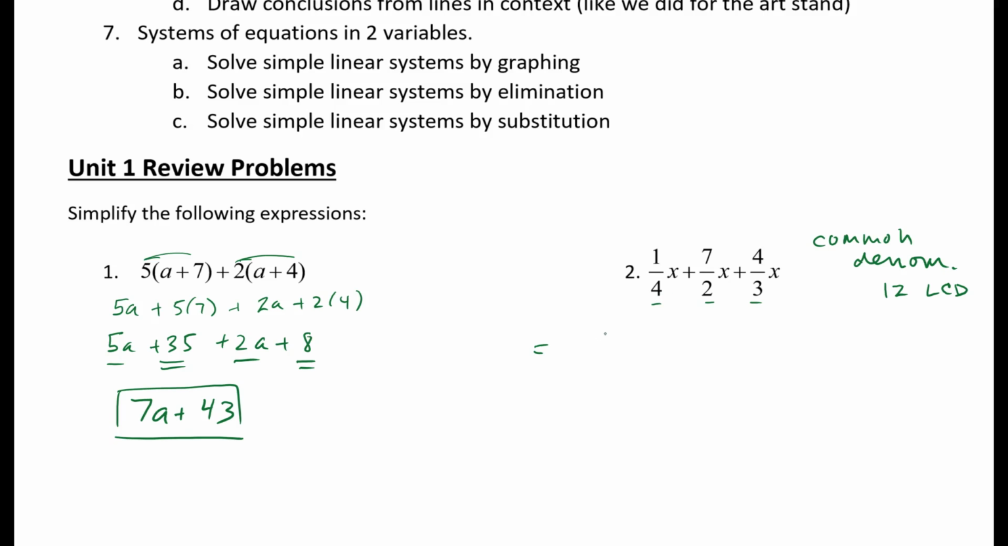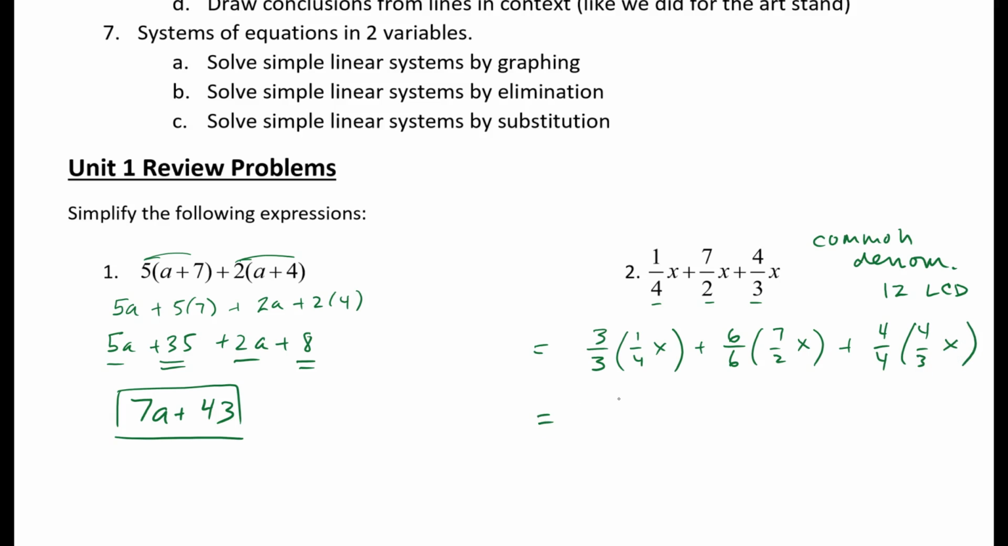So on 1/4 here, in order to get 12ths in the denominator, we need to multiply it by 3/3. Because when we do the 3 times 4, we'll get 12. For the 7/2 figure, we need to multiply by 6/6, so that we'll get 12ths in the denominator. And for the 4/3 one, we need to multiply by 4/4, so that we'll get 12ths in the denominator. And now we're ready to go here.